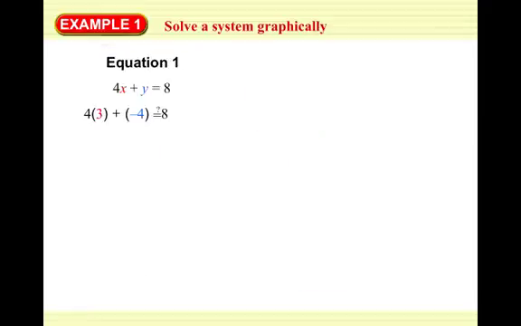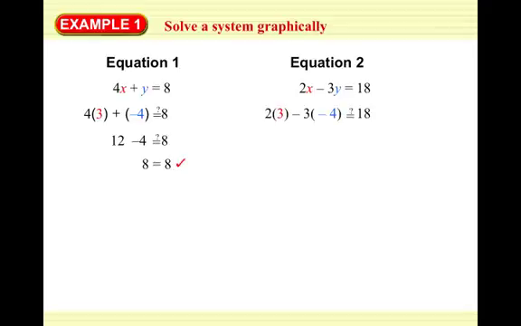And then you can check it algebraically by plugging in the x value for x and the y value for y. So you plug in 3 for x and -4 for y, and you get 12 minus 4, and that does equal 8. So it works in equation 1. We need to double check equation 2, so we do the same process. 2x minus 3y equals 18, so 2 times 3 minus 3 times -4. So 6 minus -12 is 6 plus 12, which is 18. So our solution is (3, -4).